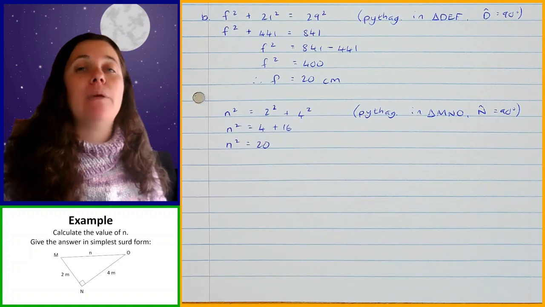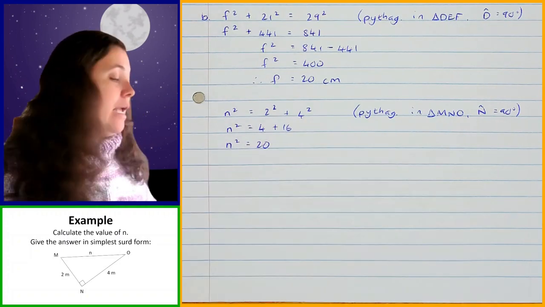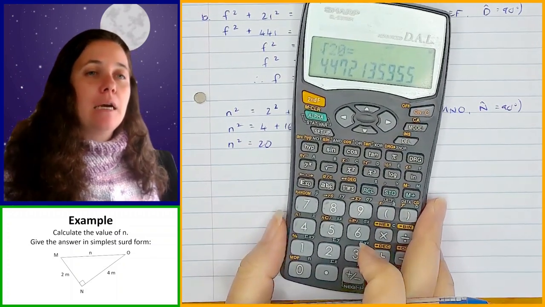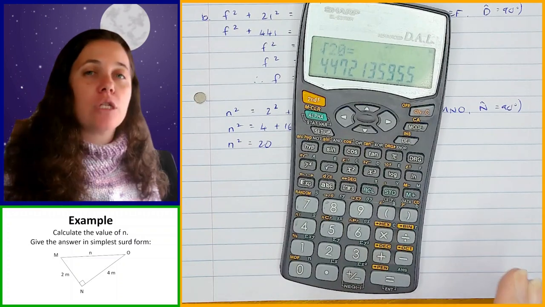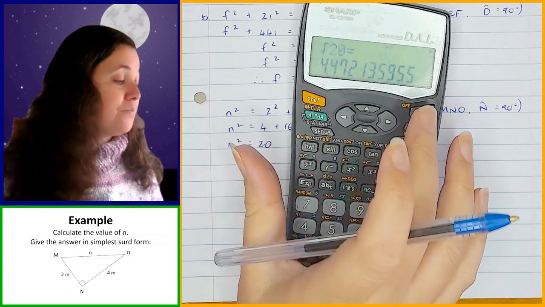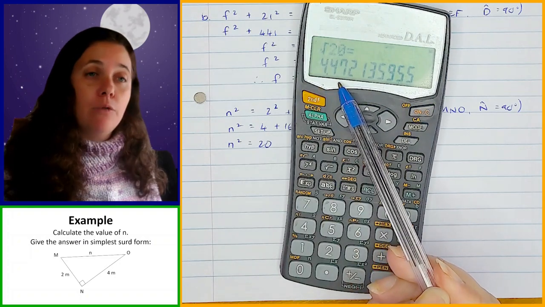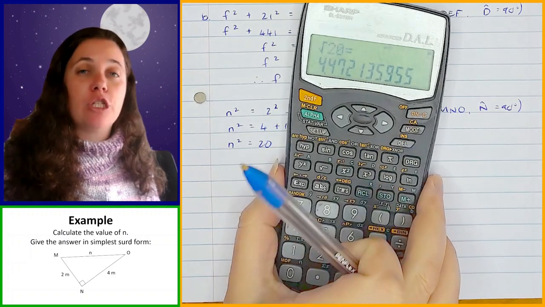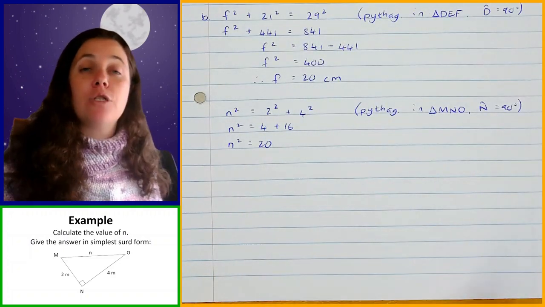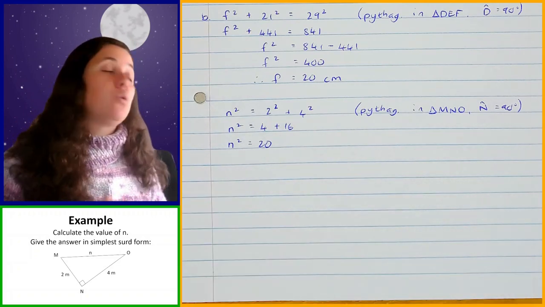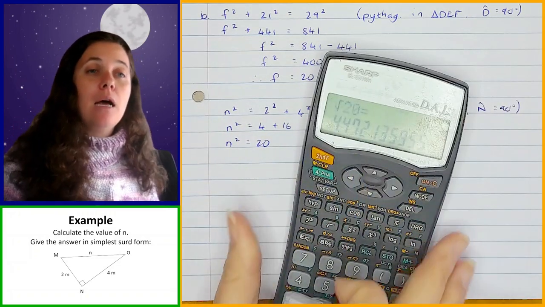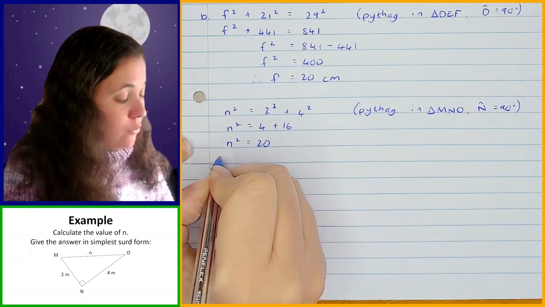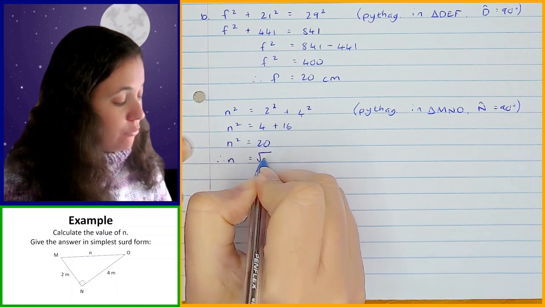Okay, so now my problem is 20 is not a perfect square. If I take my calculator and I type in the square root of 20, I'm going to get an irrational number, a number that is not a nice number to work with. Okay, so I could write that rounded off to two decimal places if that was the instruction I was given, but it's not. In this particular question, the instruction I've been given is to write it in simplest surd form. So what that means is I mustn't work out the decimal answer and round it off. What I need to do is keep it as a square root. So first of all, I need to write it as a square root. So n is equal to the square root of 20.